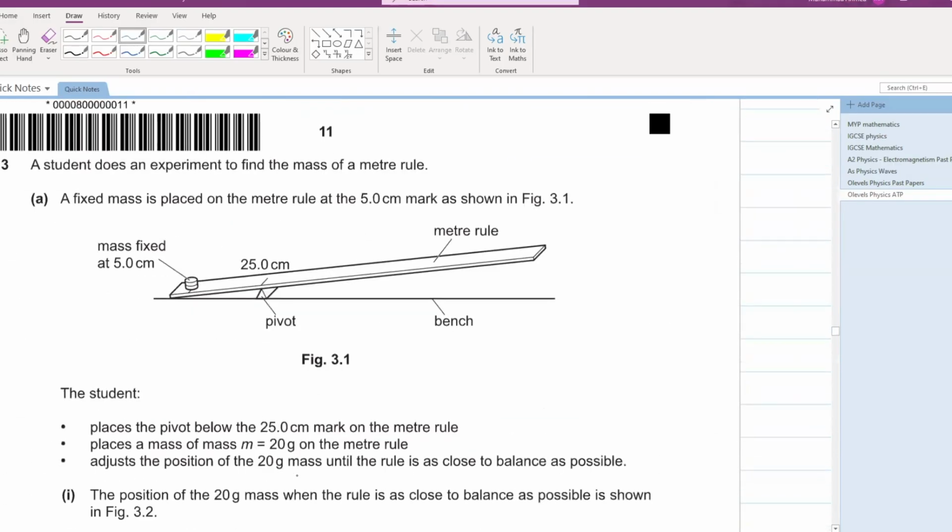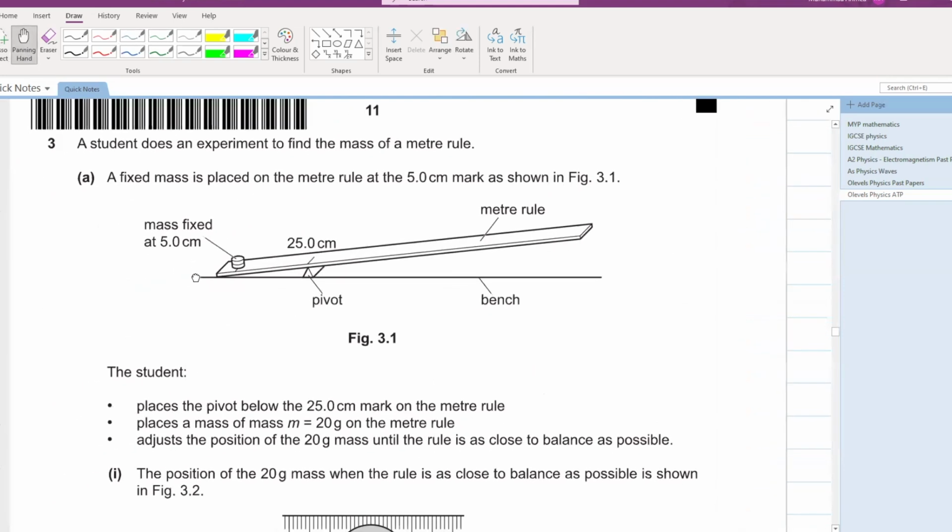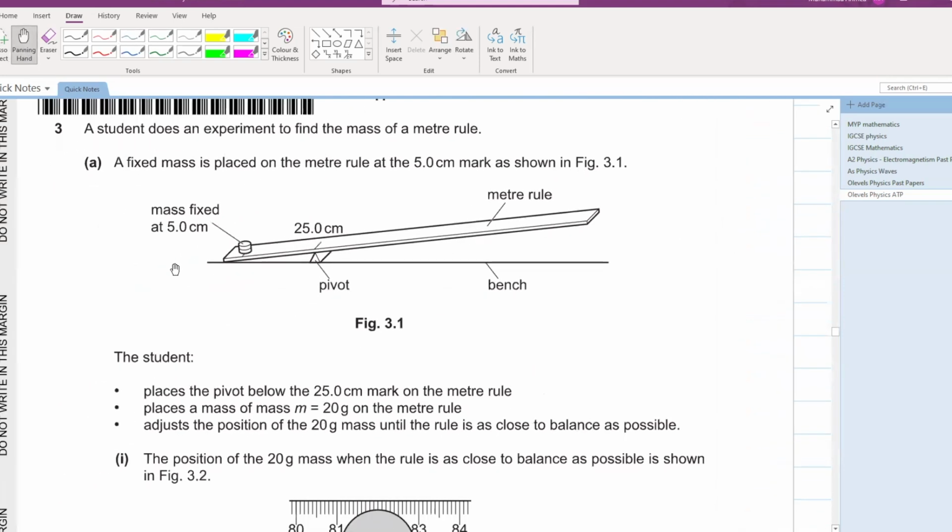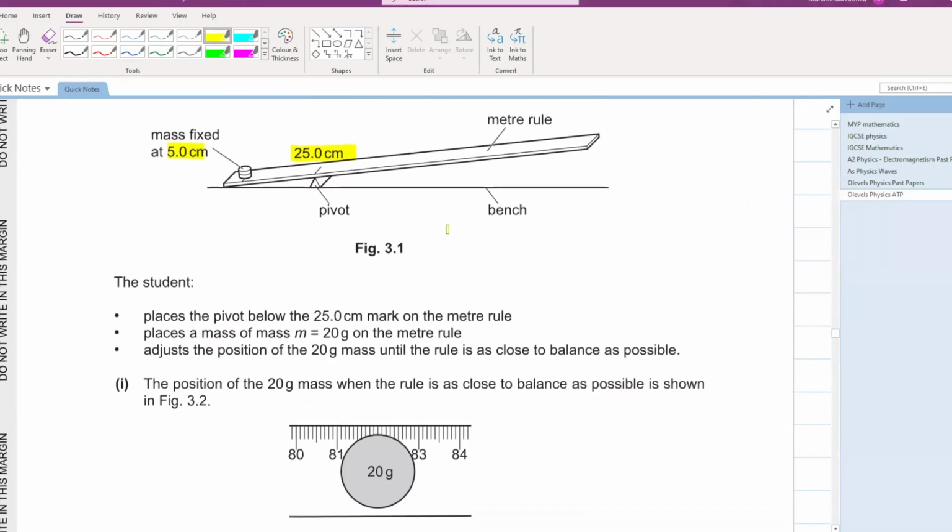This one, let's see this. A student does an experiment to find the mass of a meter rule. A fixed mass is placed on the meter rule at the 5 centimeter mark as shown in figure 3.1. You have a pivot at the 25 centimeter mark and you have a meter rule. You have a bench. Perfect.